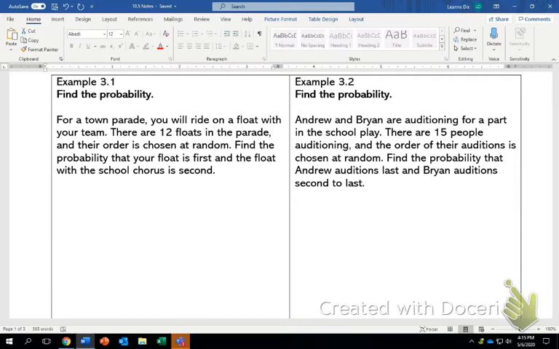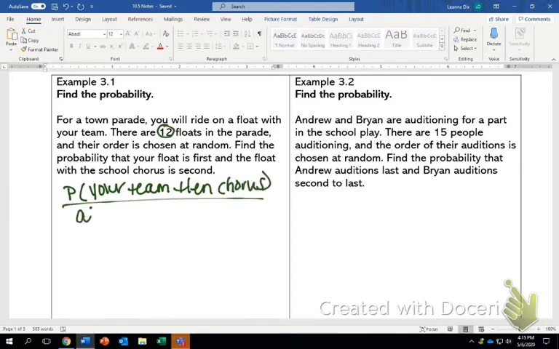So example 3.1 says, for a town parade, you will ride on a float with your team. There are 12 floats in the parade, and their order is chosen at random. Find the probability that your float is first and the float with the school chorus is second. So the first thing we should do is just sort of visualize what this probability is going to be. We know that the probability is going to be your team and then the choir or the chorus, and that's going to be over all of the possibilities.